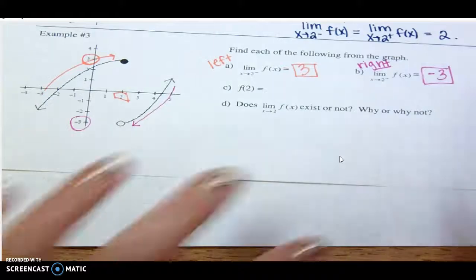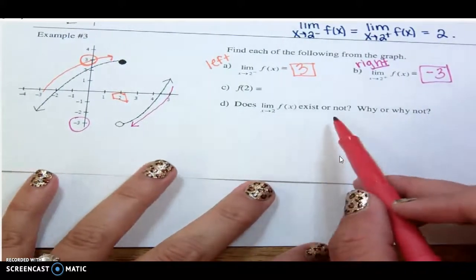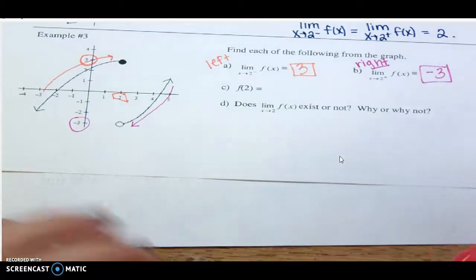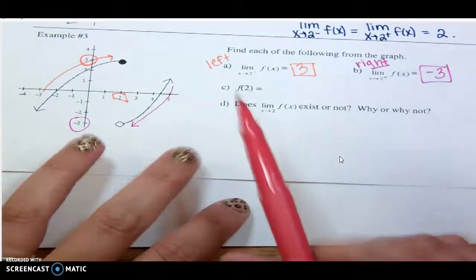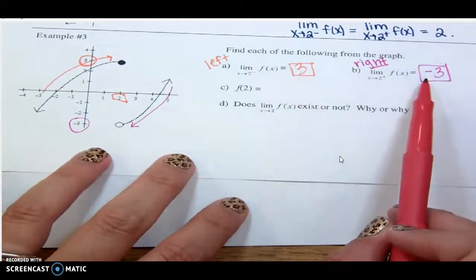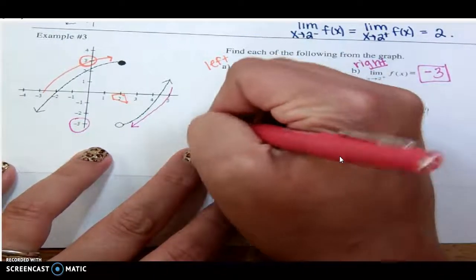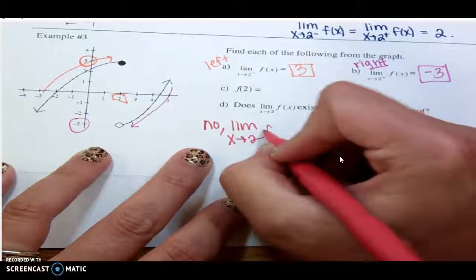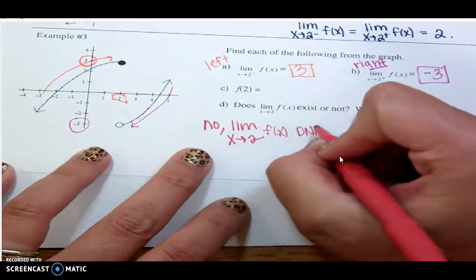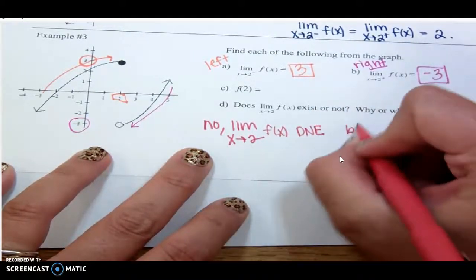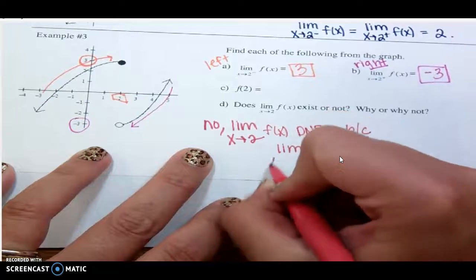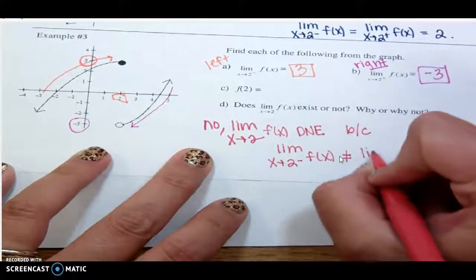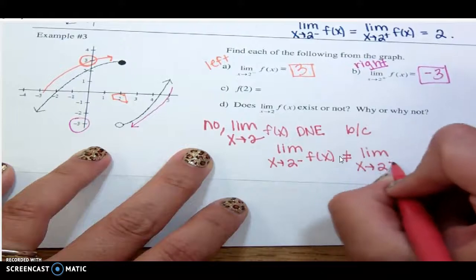And it says, does the limit as x approaches 2 exist or not? So remember the limit existence theorem. They have to have the exact same limit for the left and right, and it has to be a real number. Well, this one's 3 and this one's -3. Those are not the same. So we're going to say no, the limit as x approaches 2 of f of x does not exist. And our reason is because the limit as x approaches 2 from the left is not equal to the limit as x approaches 2 from the right.